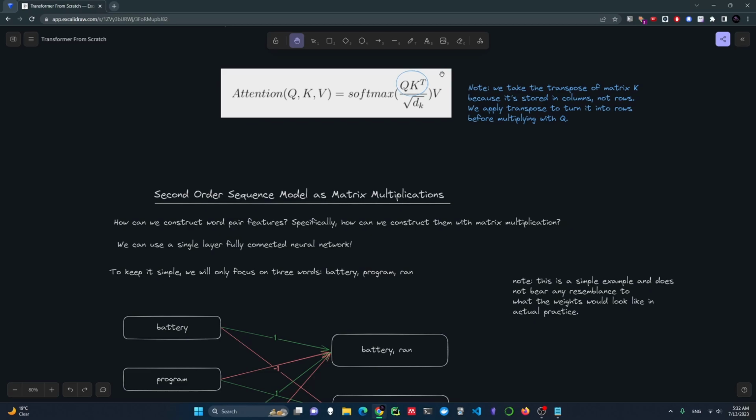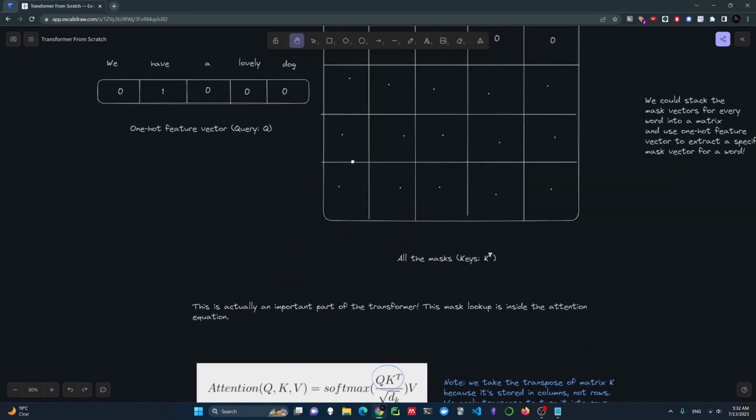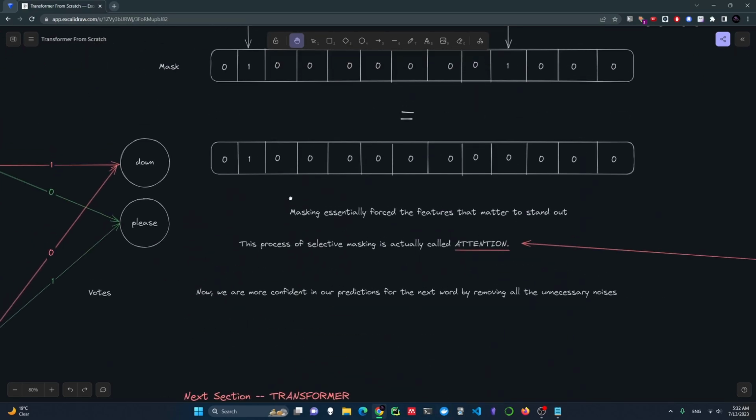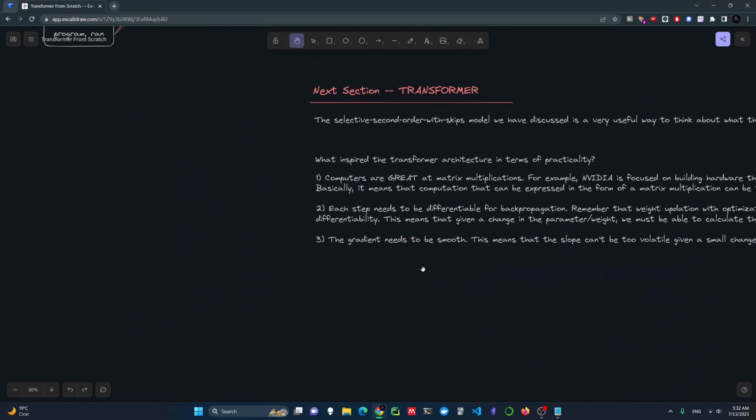Okay. Now let's talk about the second order sequence model as matrix multiplications. So how can we construct word pair features, right? How can we construct them with multiplication? Because we just talked about how important matrix multiplication is in deep learning. Before that, what do I mean by word pair features? So how do we construct something like this, right? Where we have this specific feature pointing down, right? So how can we build that?